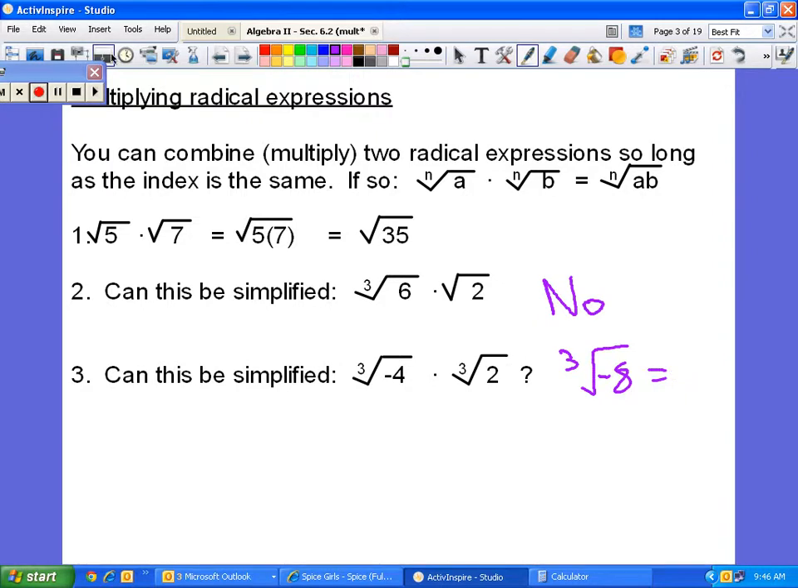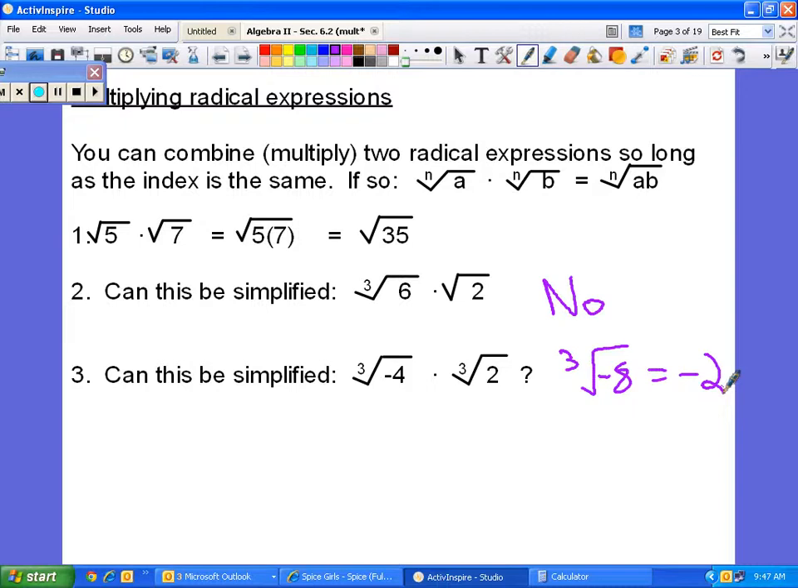Does anybody know what the cube root of -8 is? 2. Positive or negative? Negative. My answer would be -2. So the moral of the story is, if you can simplify it, you have to simplify it. You cannot simplify the square root of 35.